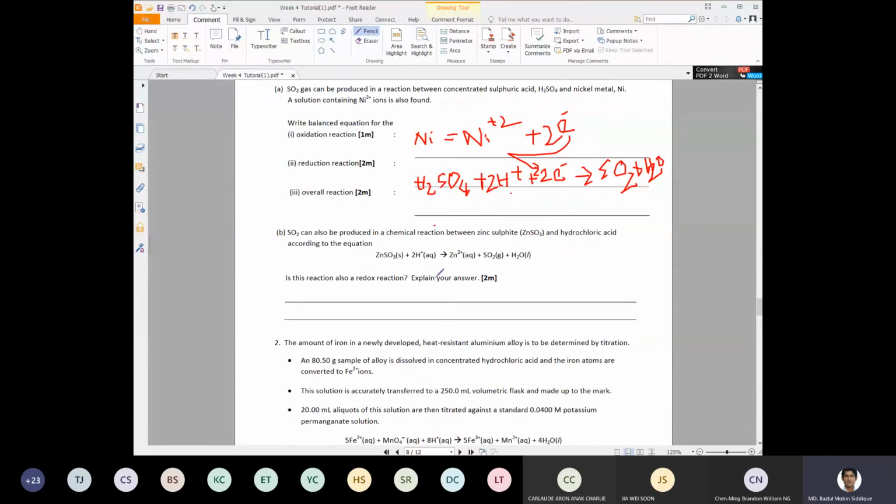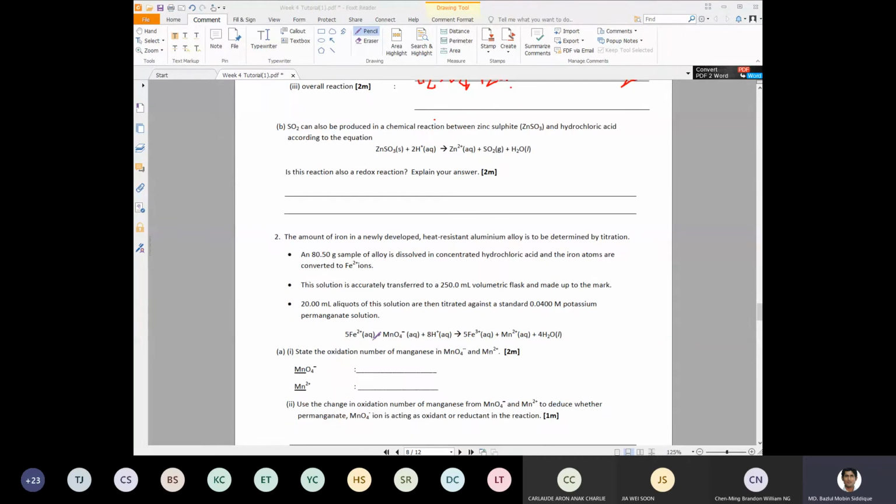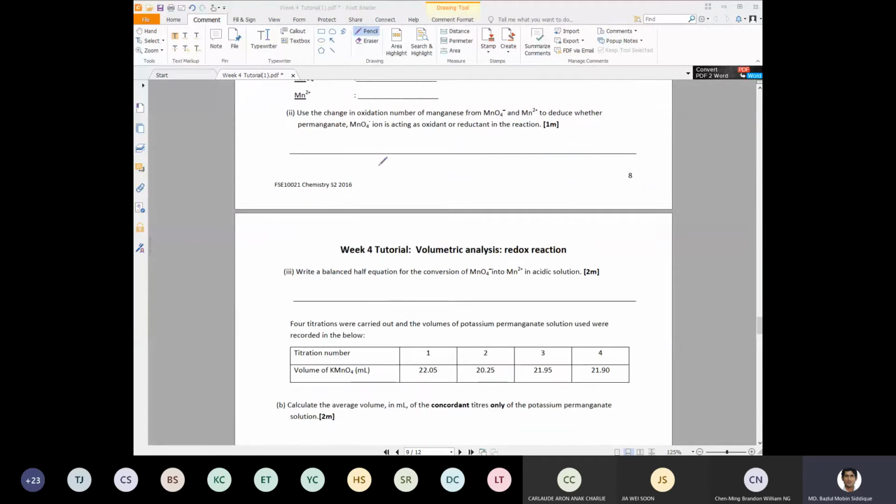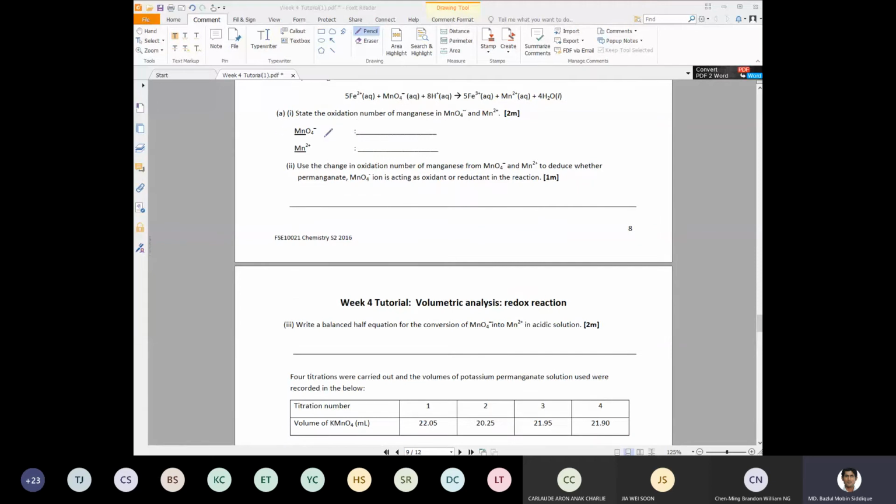Okay, so for this reaction, is it an oxidation reduction reaction? No, because there are no oxidation state changes in it. Manganese, I'm not going to tell, because I hope that you can find out what the oxidation state of manganese is now.